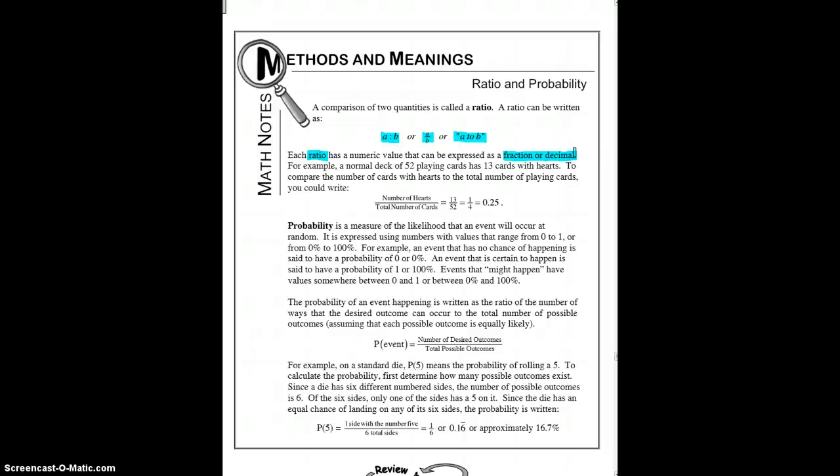So the example that they're showing you here: a normal deck of cards has 52 playing cards in it, and 13 of those cards are hearts. If you wanted to compare the number of hearts to the total number of playing cards, you would write the number of hearts in the top of the fraction, which I always like to say is the thing that you want, what you're focusing on. Then the bottom number, or total number of cards, is just that. It's your total of outcomes: cards, dice rolls, colors in a spinner, number of times that you move a shape. Those are all the things that the totals go on the bottom.